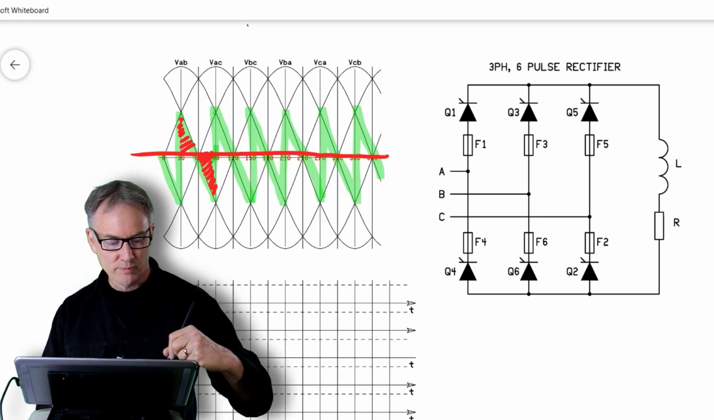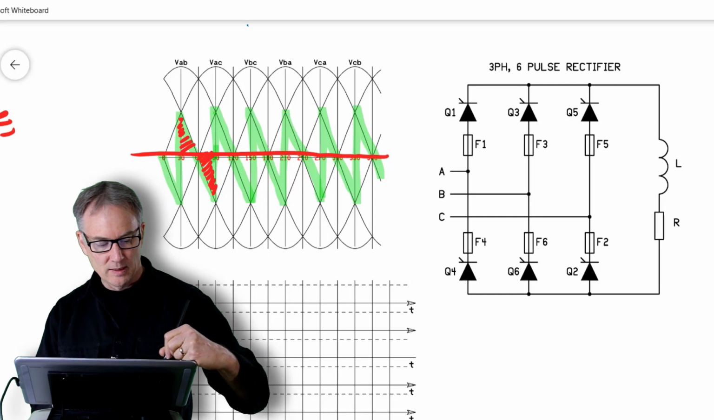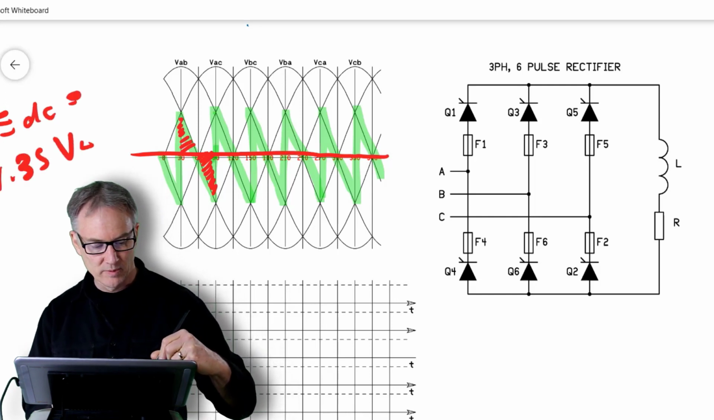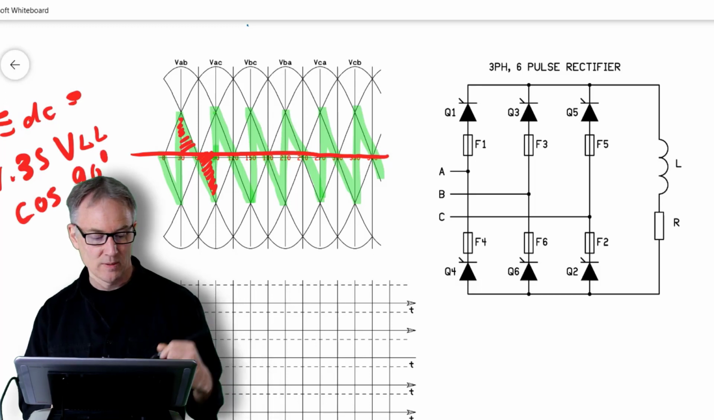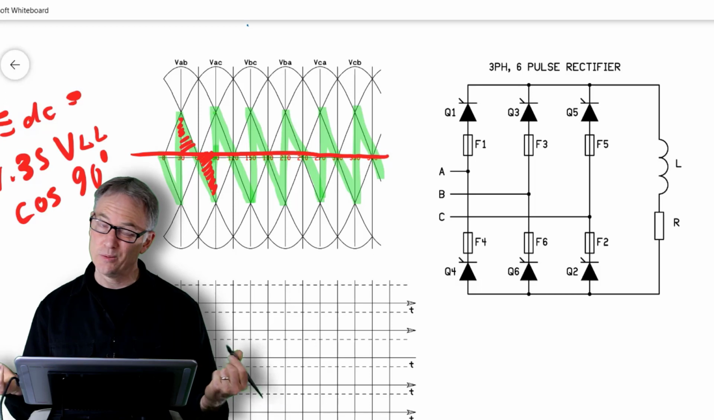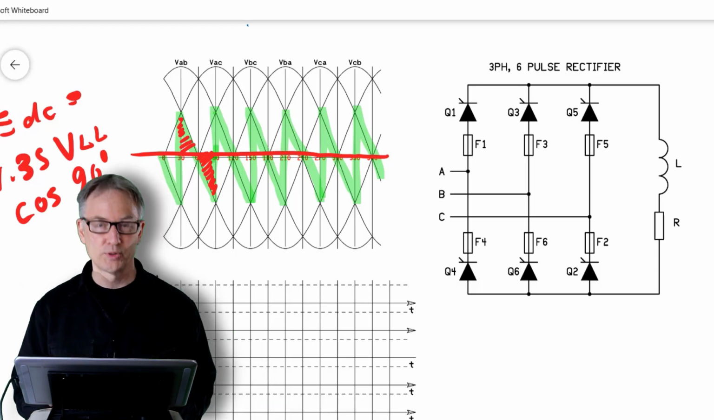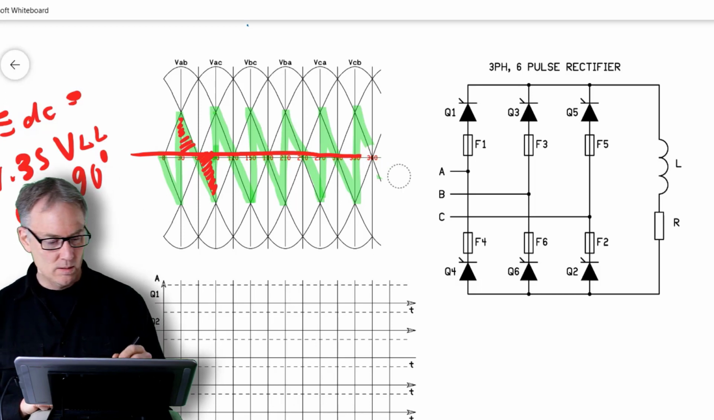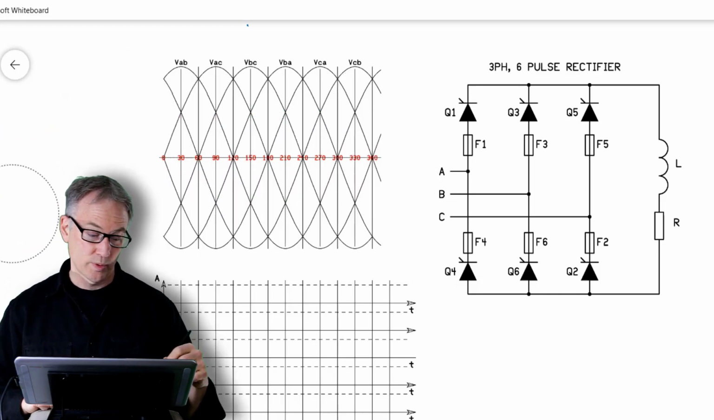You can see that from the formula too, because if your DC voltage is equal to 1.35 times V line to line times the cos of 90 degrees, well, the cos of 90 is 0, so it doesn't matter what your line to line voltage is, you're just going to end up with a net 0 voltage. Now what happens when we go past 90?